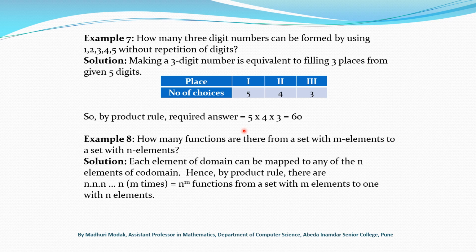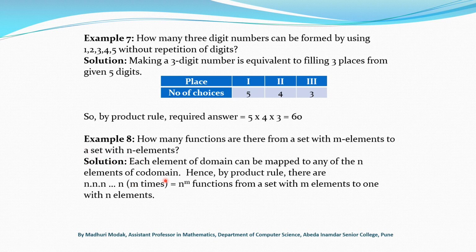Now next, how many functions are there from a set with m elements to a set with n elements? So there is one set, say A, which contains m elements, and another set, say B, which contains n elements. Now we have to form functions from the set containing m elements to the set containing n elements. So each element of the domain can be mapped to any of the n elements of the codomain. It means the first element we can map to any of those n elements of the codomain set.